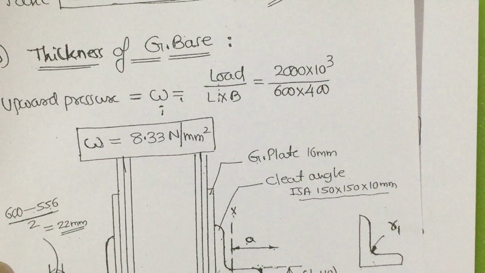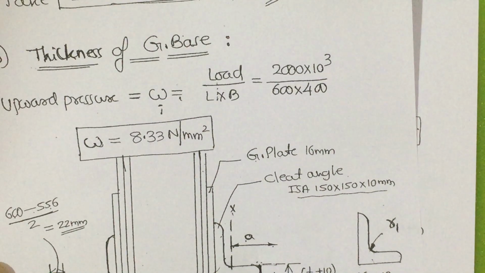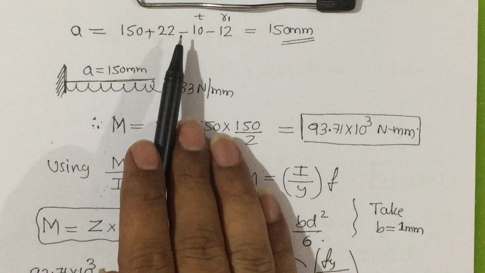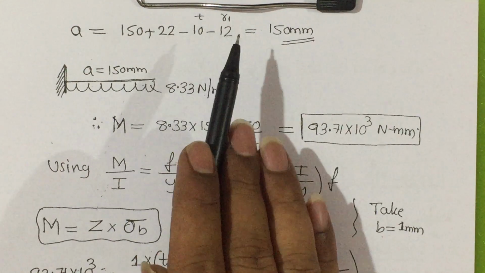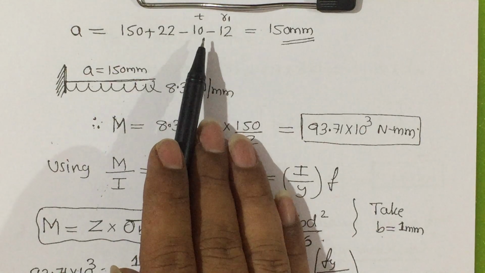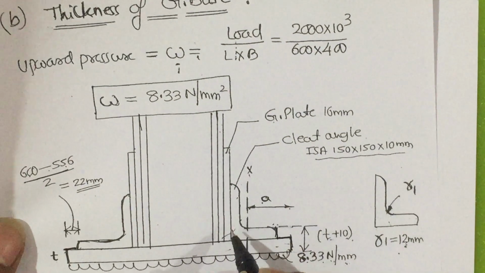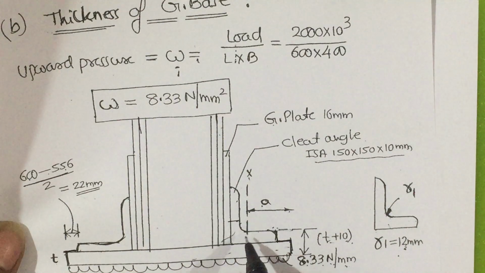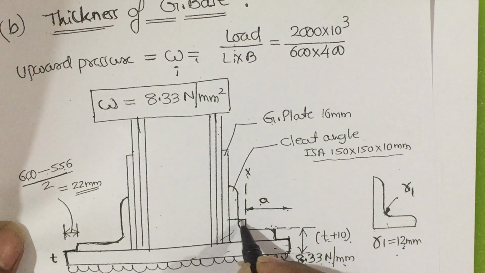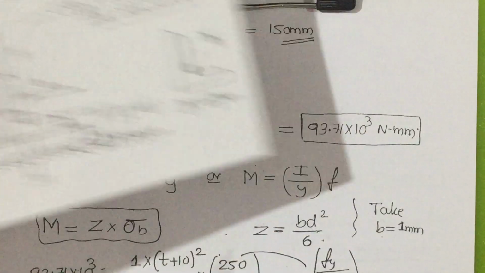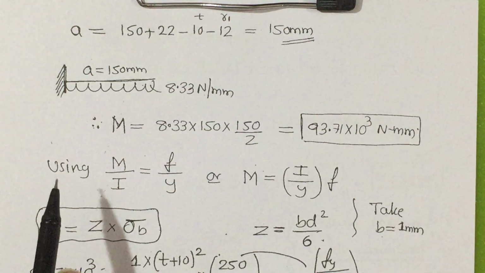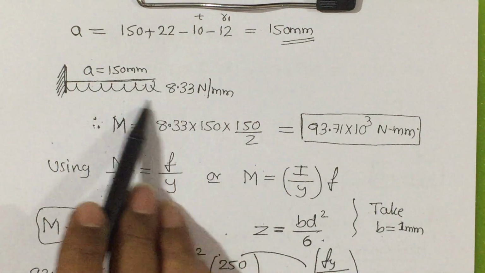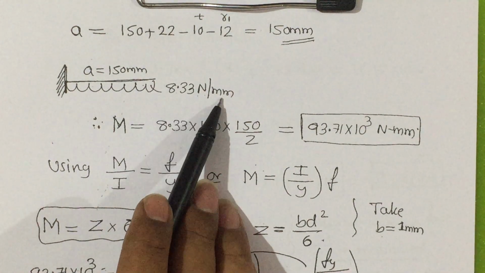We are going to take the leg length plus the projection length 22. From that we are deducting the thickness and the root radius. We deduct this thickness from here to the end, and the radius at the root from this distance. You are going to get the actual length, that is A is equal to 150 mm, and the upward soil pressure is 8.3 Newton per millimeter.